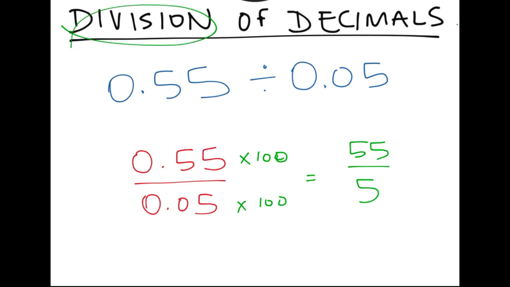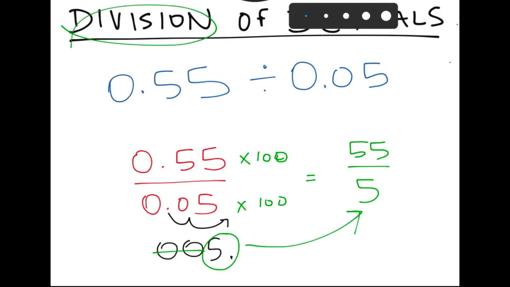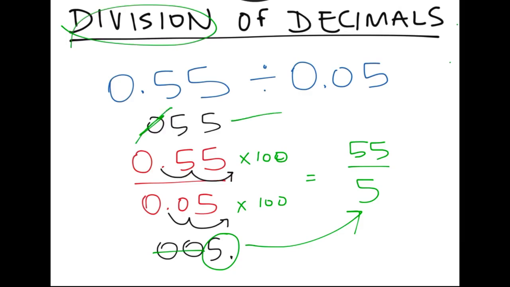What does it mean to multiply a decimal by 100? So the decimal point moves 2 places to the right. 0.05 becomes 005, but then these 2 zeros don't mean anything because they are in front of the number, so the answer is just 5, which is here. I move the decimal point 2 places to the right, I end up with just 55. And then we know that 55 divided by 5 is 11. So the answer for this question is 11.